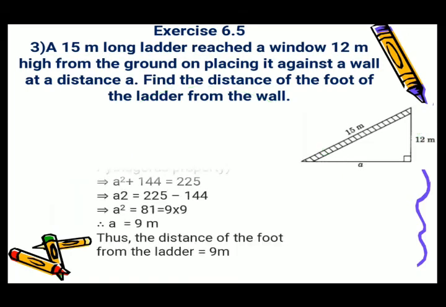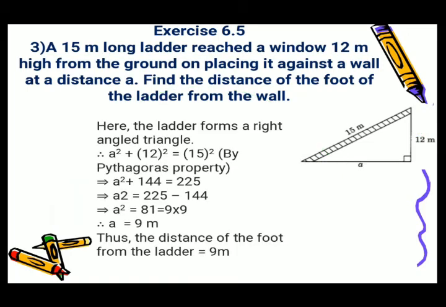Write down the answer. Here the ladder forms a right angle triangle. So here a square plus 12 square is equal to 15 square. What I have explained, that 15 square is equal to a square plus 12 square, that also you can write down, and this way also you can write down. And why are you writing this? That also you have to write down in the bracket, that is by Pythagoras property. After that the next step will be a square, we will copy down as it is.